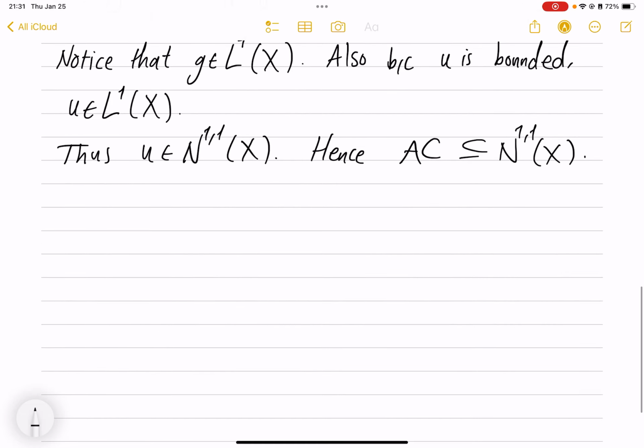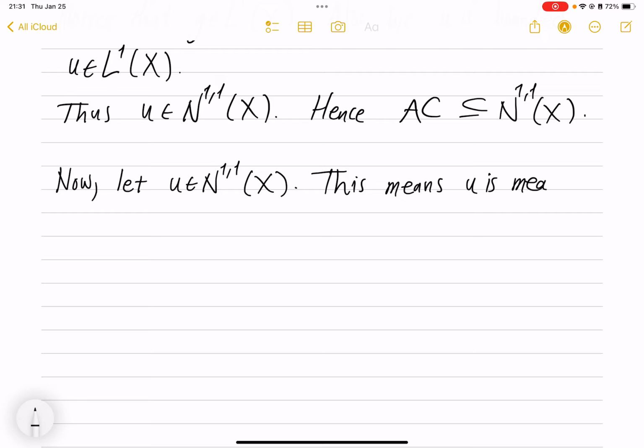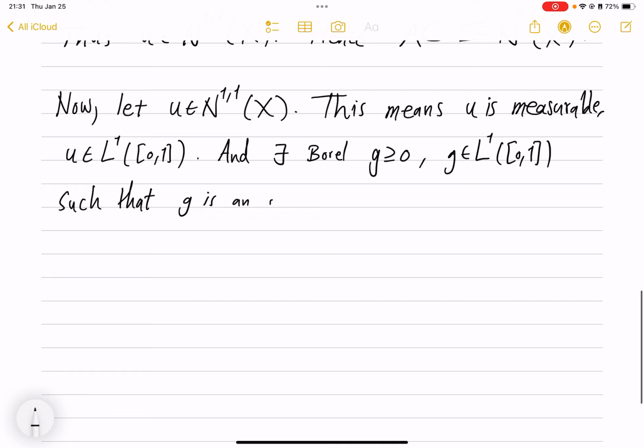For the backward direction, so now for the reverse, let u be in N1,1 of X. So what do we know just from this inclusion? This means u is measurable. That's part of the definition of N1,1. u belongs to L1 of 0,1, and there exists a Borel non-negative upper gradient g in L1 of 0,1 such that g is an upper gradient.